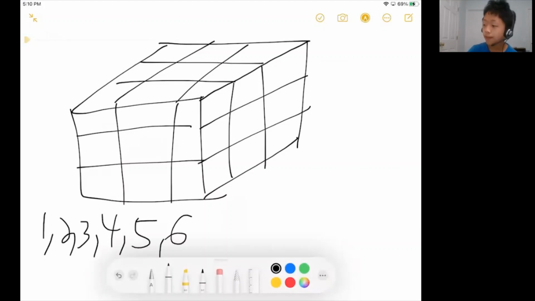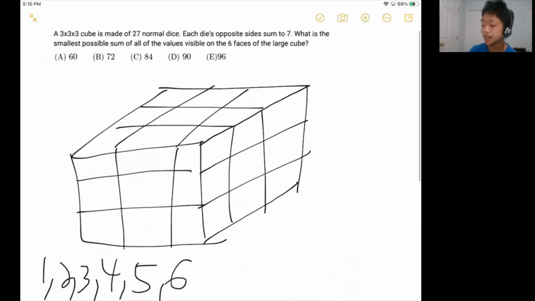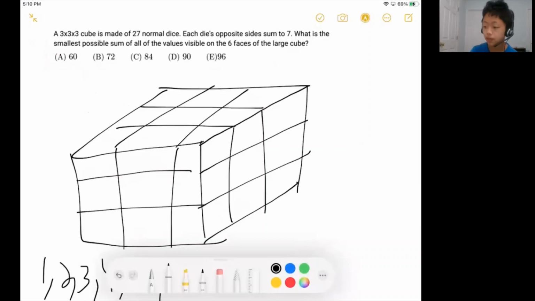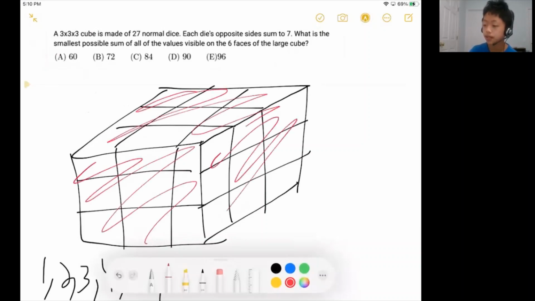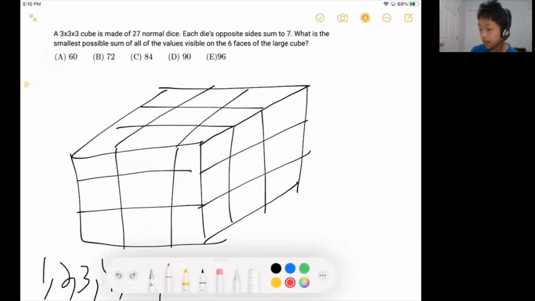So we want to find the sum. We want to maximize the sum on all the faces that are visible. Like we want to maximize the sum on this face, this face, this face, and the 3 hidden faces, right? So the idea is we can consider each of these separately, right? So we can group each of these cubes into 3 different categories.